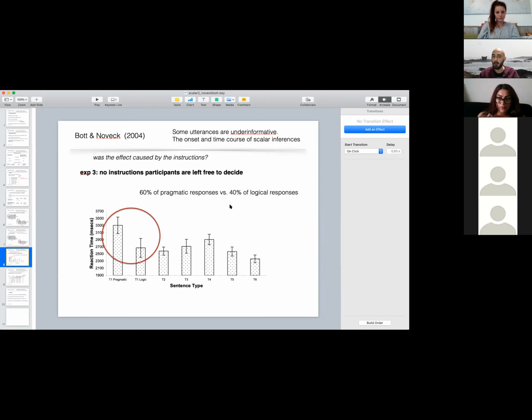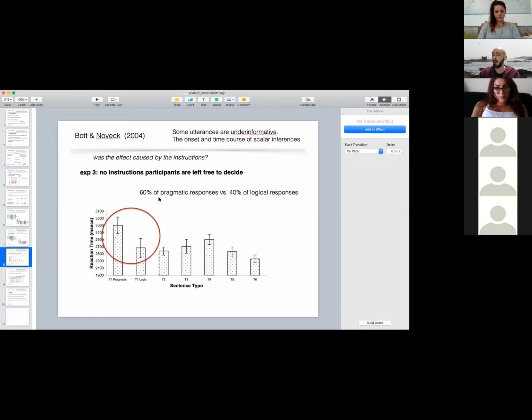Okay. So now it's kind of clear, because the logical responders did not compute the implicature. The pragmatic responders did compute the implicature, although it was not supported by the context, okay? So now the predictions are clearer. Now, the Griceans would say, you always compute the implicature, right?